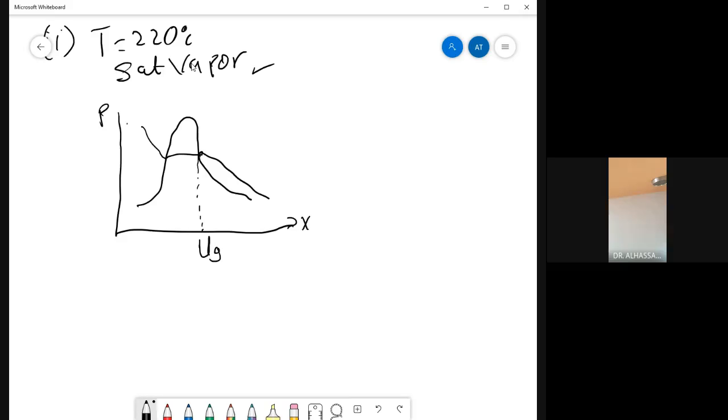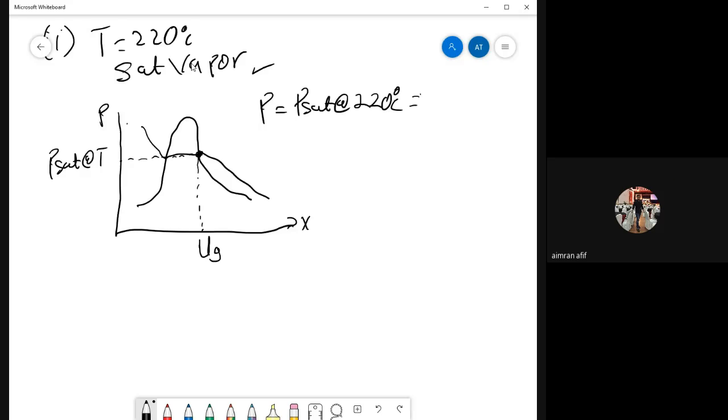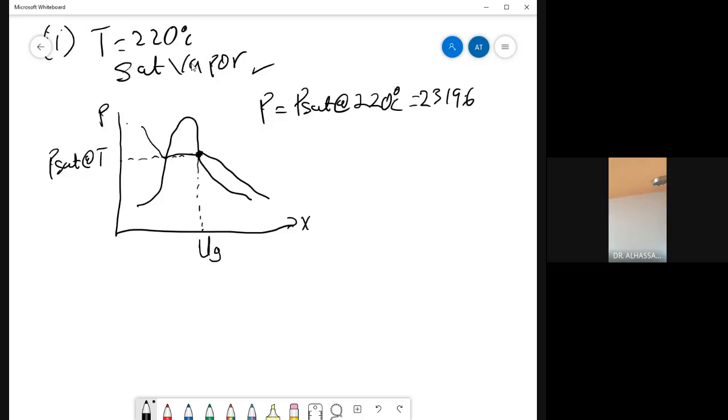U_g. And then the corresponding pressure for this state is P saturation at the given temperature. So let us find first the pressure. P equals P saturation at 220 degrees Celsius. So how much is this? Anybody? 2319.6 kilopascal.